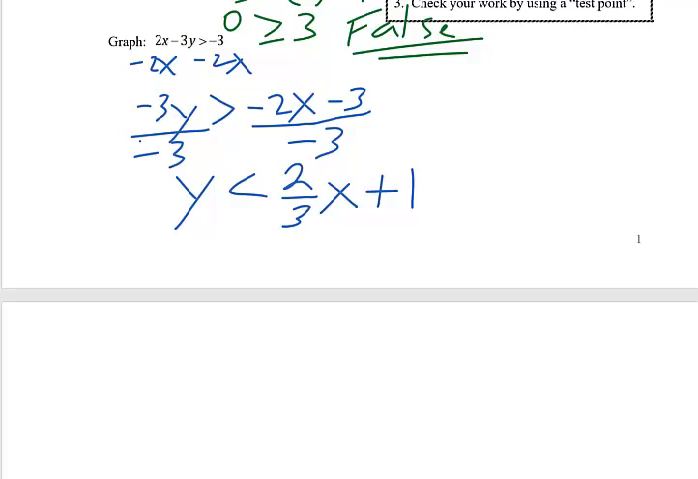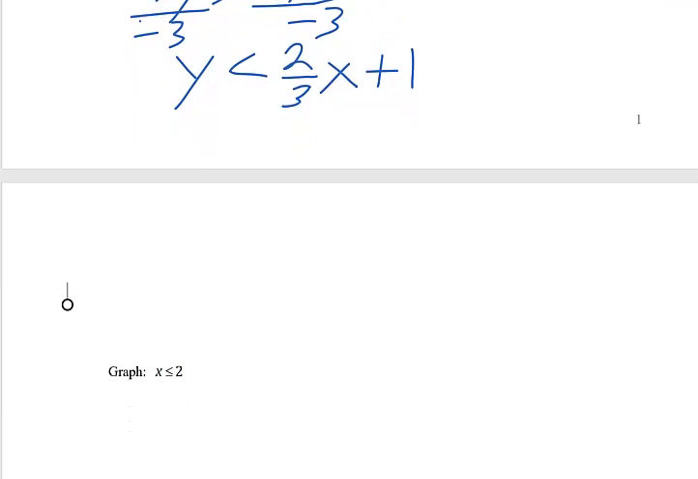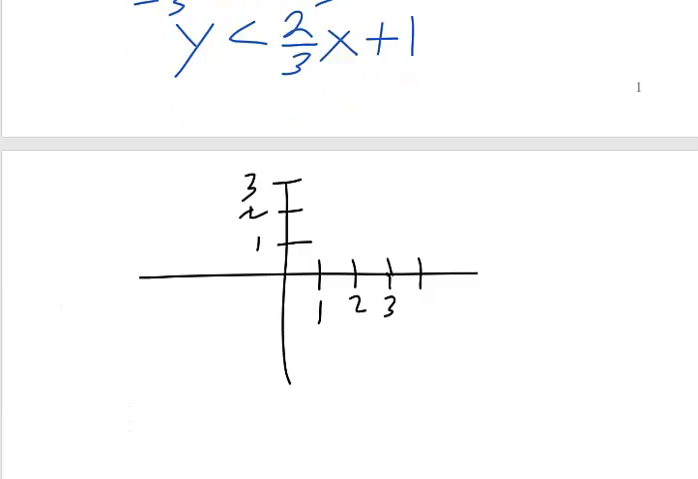Let's go ahead and give ourselves some axes. This time my y-intercept is positive 1. And then my slope is 2/3, so up 2 and over 3. And when I connect the dots, I have to remember that the original problem does not have an or equals to. That means the line itself is not part of the answer, so I need to connect the dots with a dashed line.